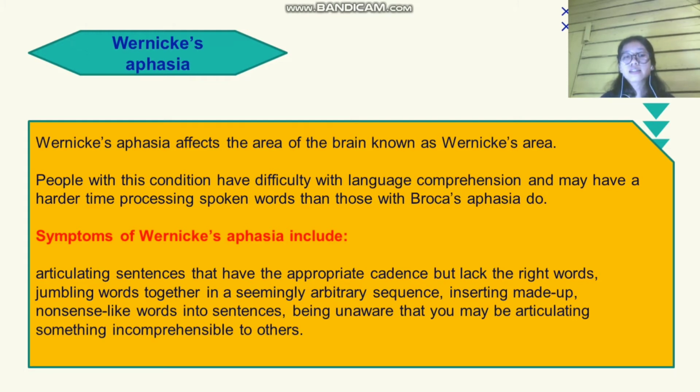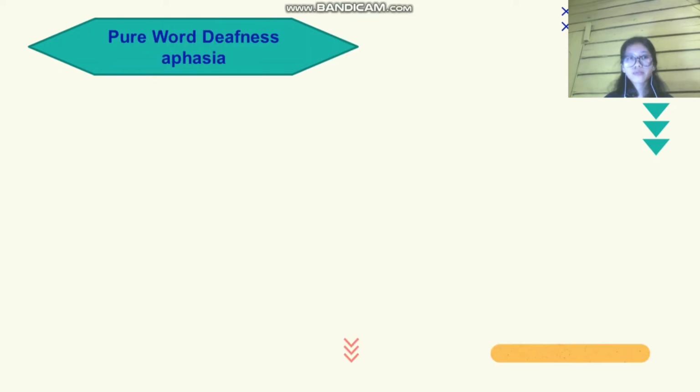Symptoms of Wernicke's aphasia include articulating sentences that have the appropriate cadence but lack the right words, jumbling words together in an arbitrary sequence, inserting made-up nonsense-like words into sentences, and being unaware that you may be articulating something incomprehensible to others.